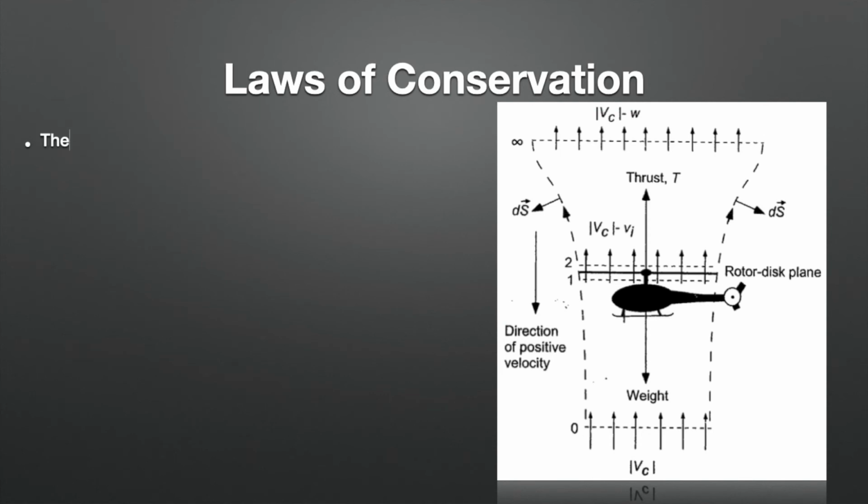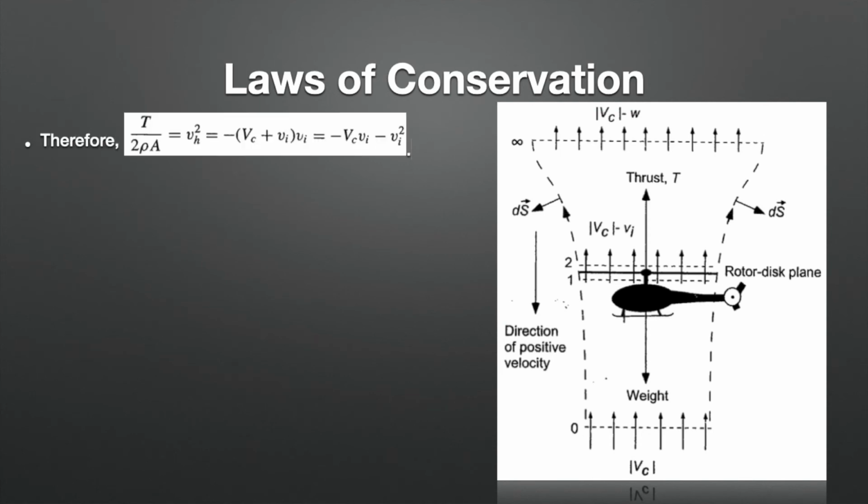Therefore, we get the equation T by 2 rho A is equal to Vh square. You have seen this in the previous video. You can go to the previous video and refer to this. That's equal to minus Vc plus Vi into Vi. That will give you the equation minus Vc Vi minus Vi square.